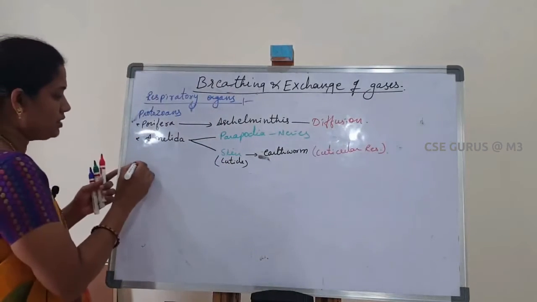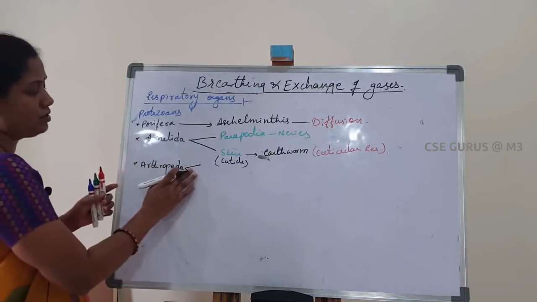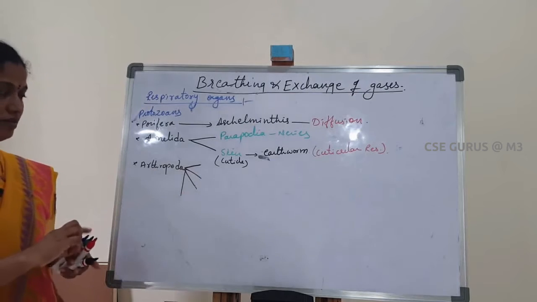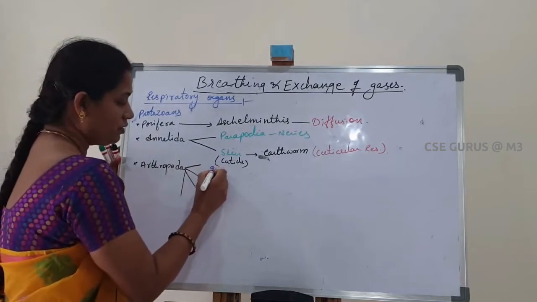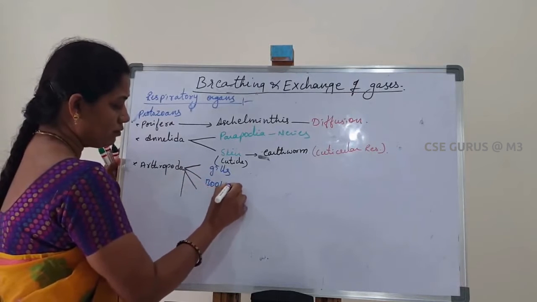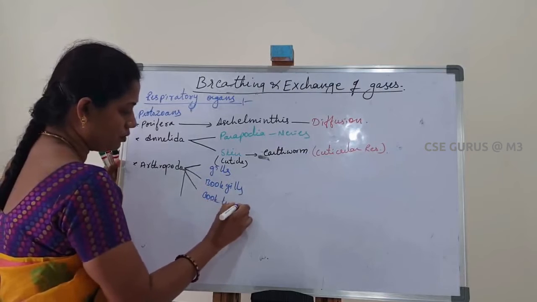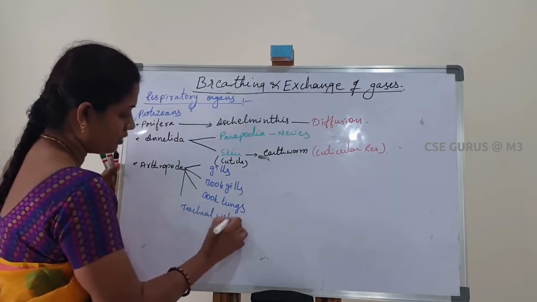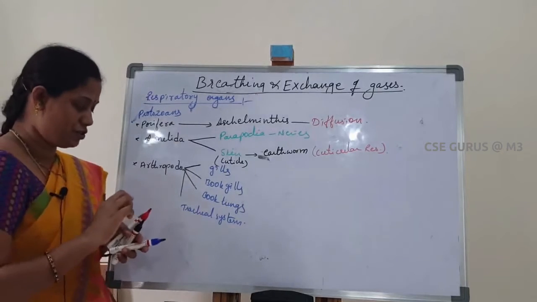Next phylum is Arthropoda. Arthropoda have different types of respiratory organs, according to their habitat. First of all, gills and book gills, book lungs. Next, the tracheal system. These types of respiratory organs are present in the Arthropoda.